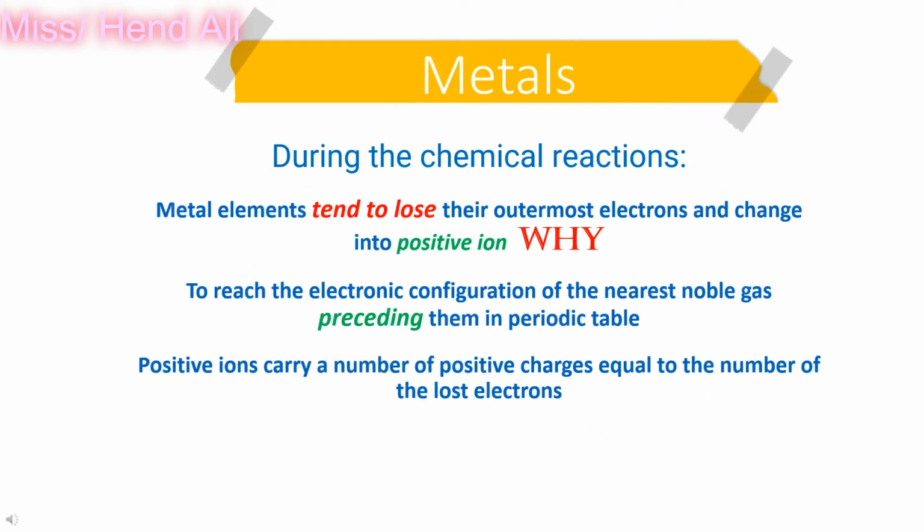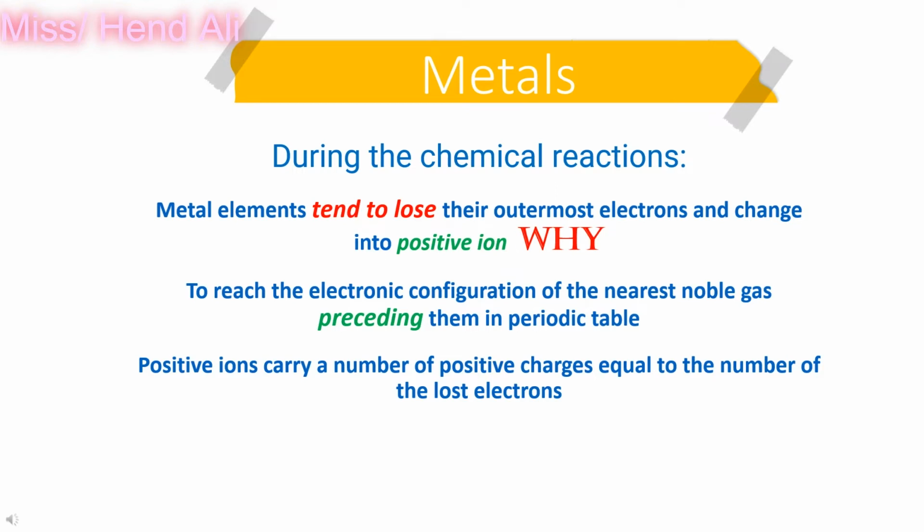Now let's start talking about metals. During the chemical reactions, metals tend to lose their outermost electrons. What I mean by outermost electrons is the electrons in their outermost energy level. They lose electrons and change into what? Into a positive ion. Why do they do this? To reach the electronic configuration of the nearest noble gas preceding them in the periodic table.